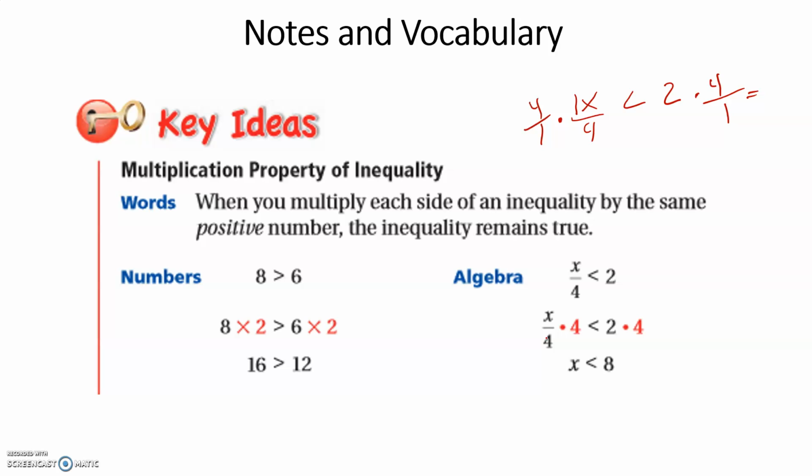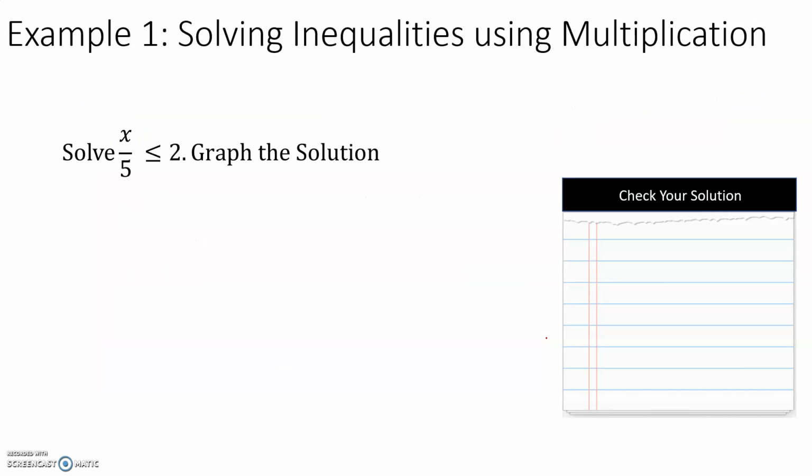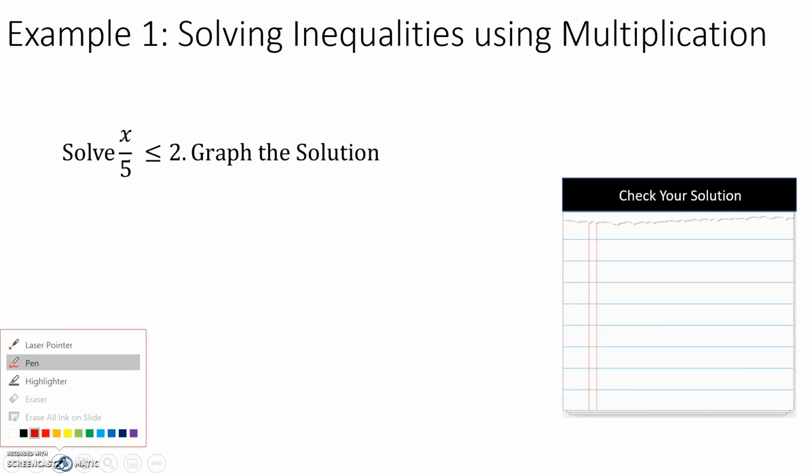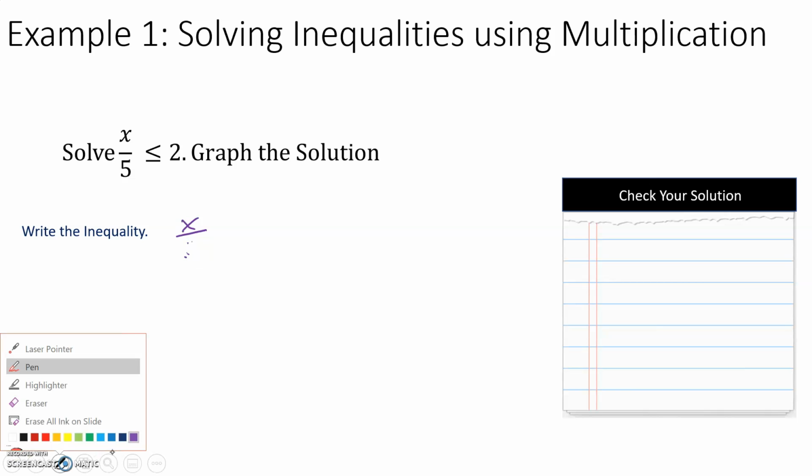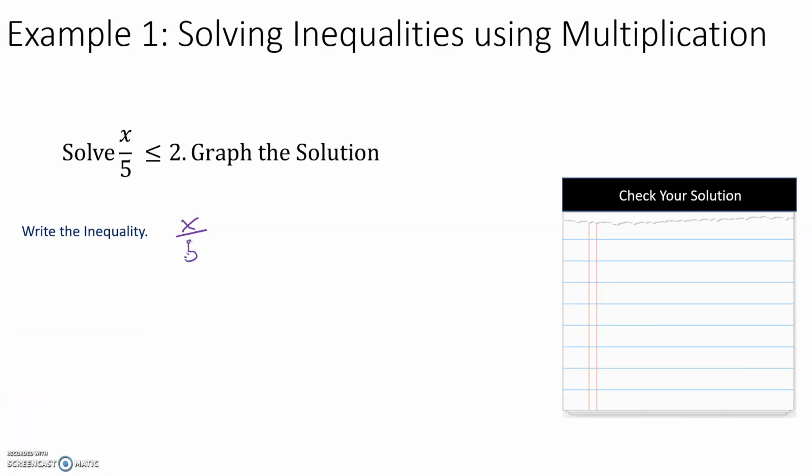Let's go ahead and do example number 1. Solve the inequality using multiplication and then graph. The first thing we're going to do is write the inequality: x divided by 5 is less than or equal to 2. So I wrote the inequality.